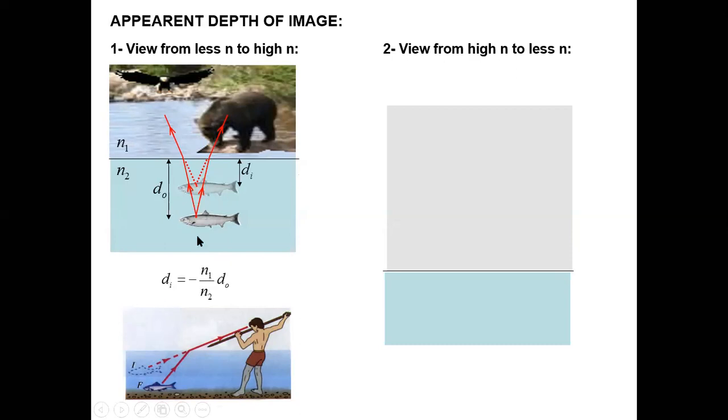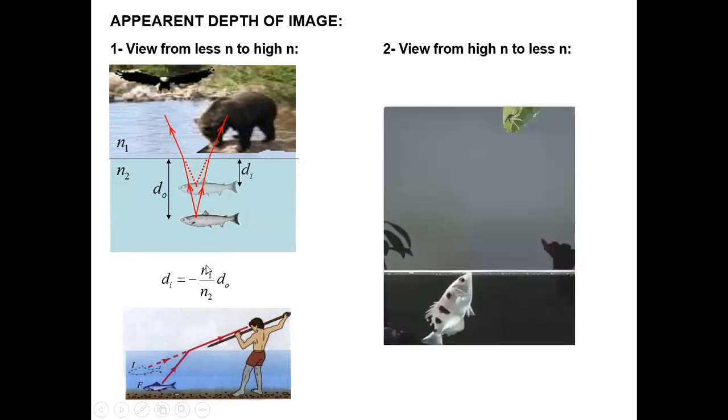So to find the di over here, we're going to use this formula: negative n2 over n1 times do. This is going to be the real depth over here. Okay, this is the apparent depth. This is going to be the real depth. Apparent depth, real depth over here.